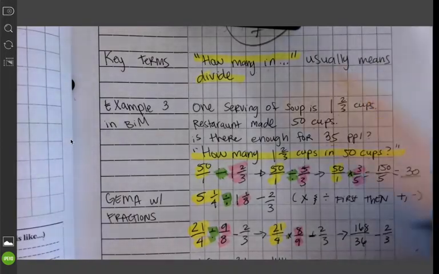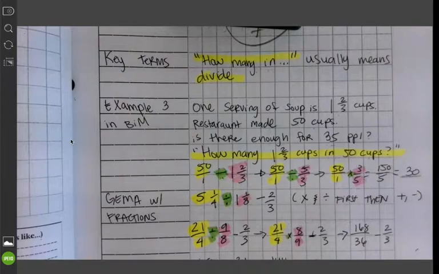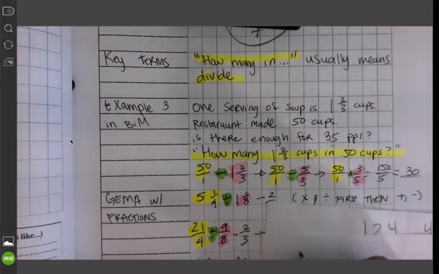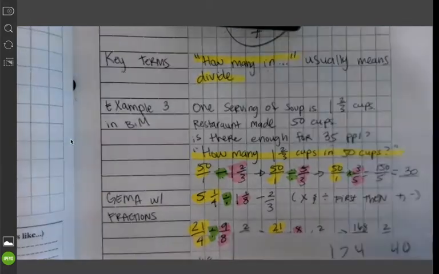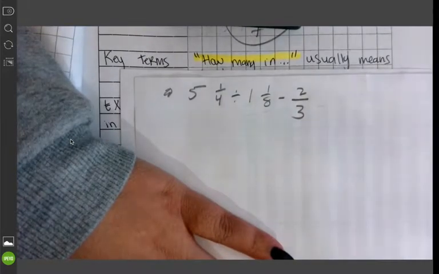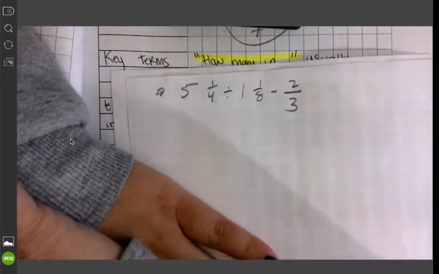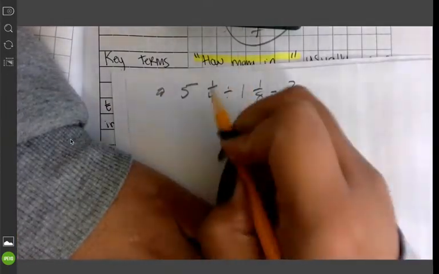Alright, the next thing we're going to do is work on Gemma with fractions. So I know it's already written down here, but I kind of want to write it down on another piece of paper and try to solve it on this paper. So I'm going to write it down real quick. We have 5 1/4 divided by 1 1/8 minus 2/3. So this is our problem, and we're going to try to solve it, right? You are not allowed to play with mixed numbers. You must make them improper fractions first. So I'm going to rewrite this problem as improper fractions.